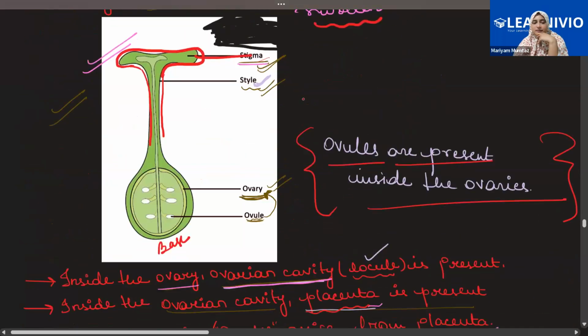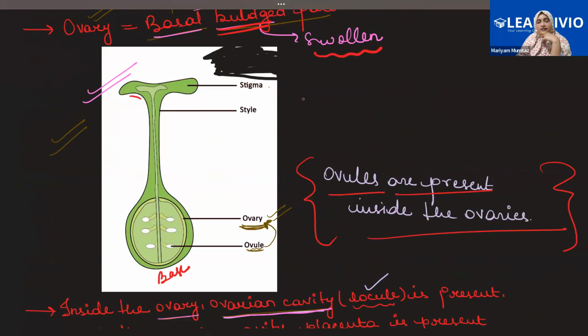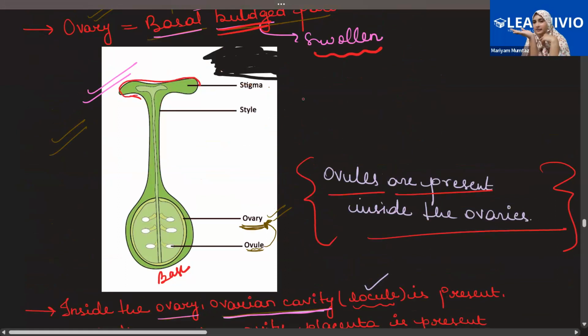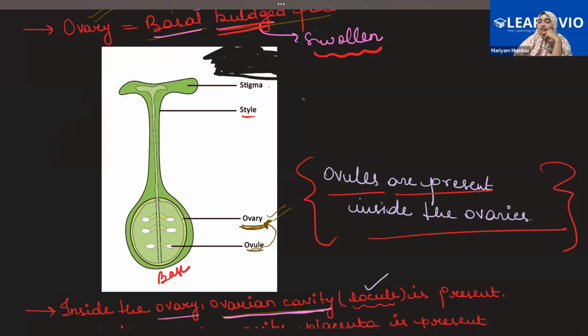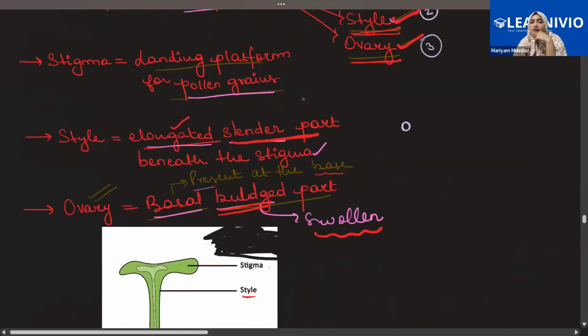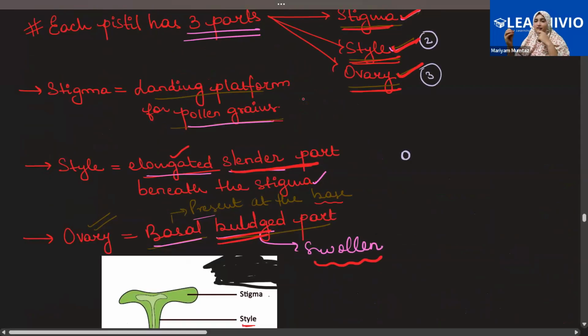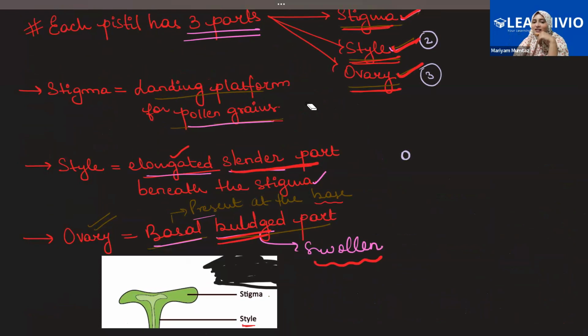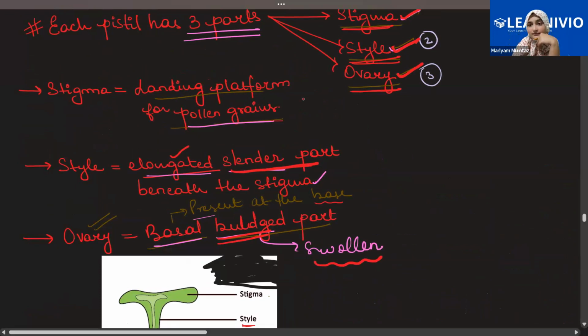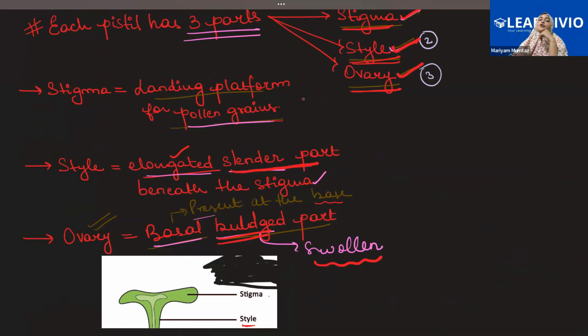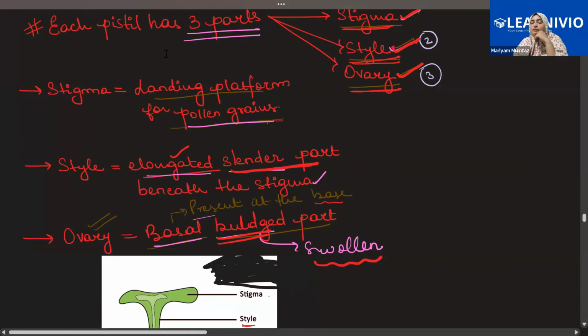Stigma, style, and ovary, these are the parts of the pistil. Now see here, this picture. This part that looks like a base is the stigma. The part that is long and continuing from the stigma is the style, and then there is the basal bulgy part which we call the ovary. So stigma, style, and ovary are the three parts of the gynoecium or pistil. Now, the stigma is the landing platform for pollen grains. So whenever dehiscence of the anther takes place, what is dehiscence of the anther? Bursting of the anther to release pollen grains. Very good. Once that happens, the pollen grains will be released, and they will come and land on the stigma. So the stigma is the landing platform for pollen grains.